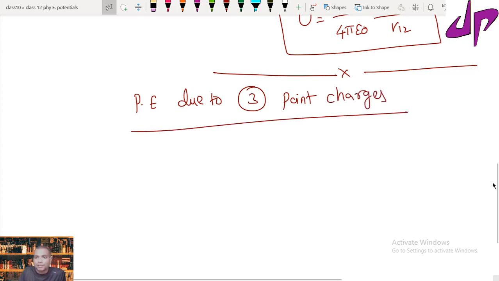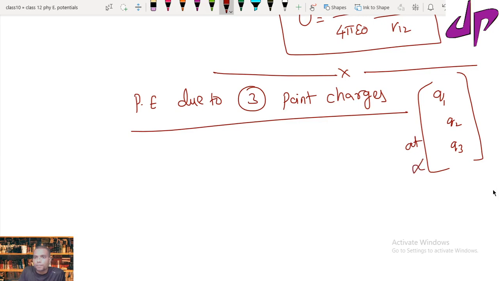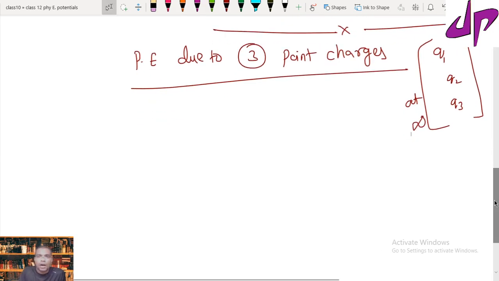Let us understand this. Now I have 3-point charges, q1, q2 and q3. All three are at infinity. Now I have to go and bring each charge from infinity to a location. Initially I am bringing the charge q1.